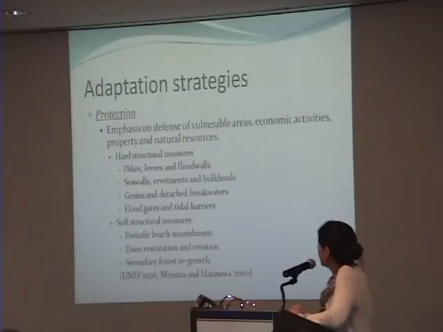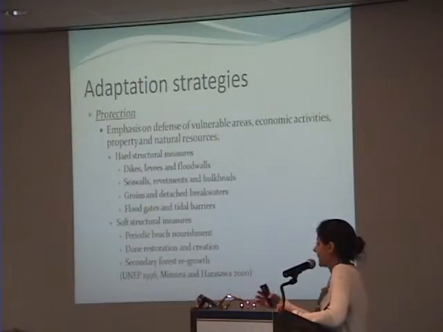And finally, protection refers to how to defend those vulnerable areas and sectors. We talk about hard and soft structural measures. Hard measures include dikes, levees, flood walls, sea walls, groins, and breakwaters, and soft structural measures include periodic beach nourishment, dune restoration and creation, and secondary forested areas, even the beach grass that can prevent, to a certain extent, beach erosion. So those are the things that we need to look at.